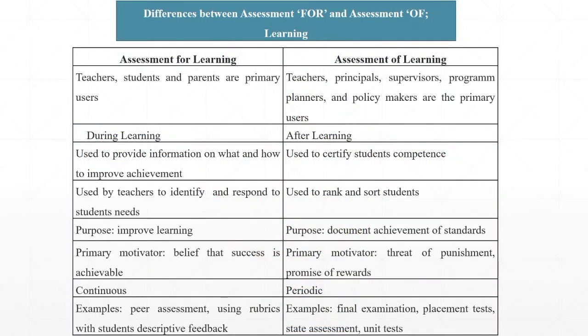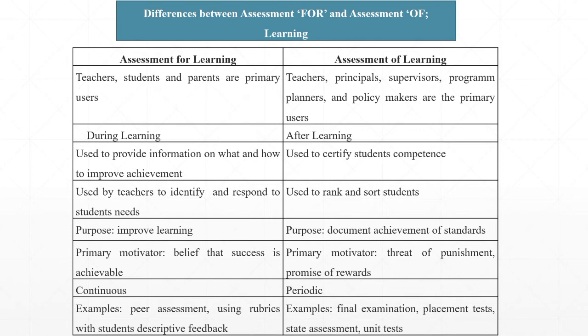Let us now briefly look at the differences between assessment for learning and assessment of learning. In assessment for learning, the teacher, the students, and parents are the primary users. Whereas in assessment of learning, the teacher, the principal, the supervisor, the program planners, and the policy makers are the primary users. You remember, assessment of learning is your summative assessment. Assessment for learning is your formative assessment.